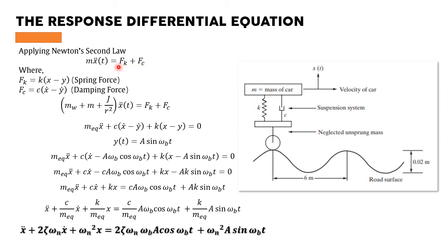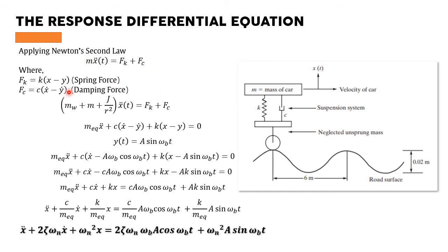The two forces involved in this analysis are the spring force and the damping force. The spring force is k(x − y), where x is the displacement of the mass of the car and y is the vertical displacement of the base, which can be seen as this rectangle. So the net displacement is x − y. The damping force is given as c(x dot − y dot).